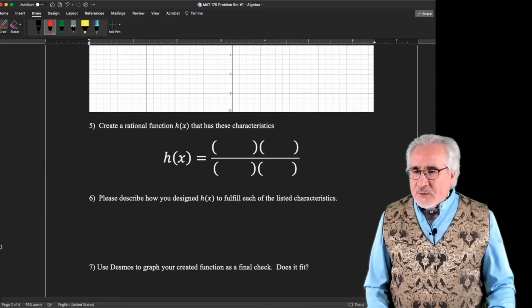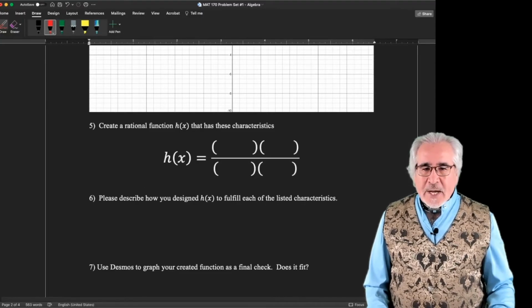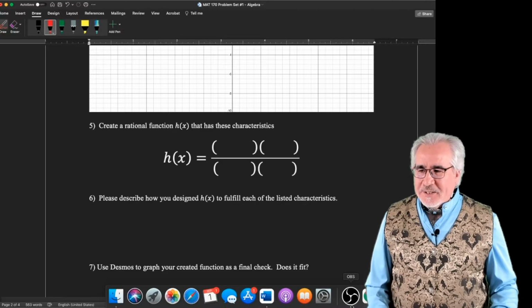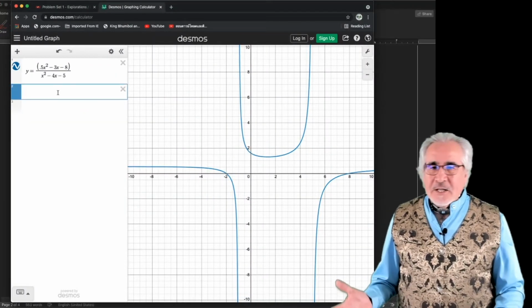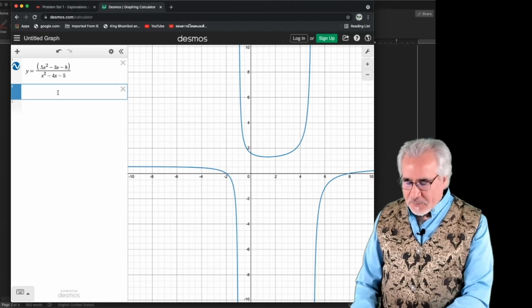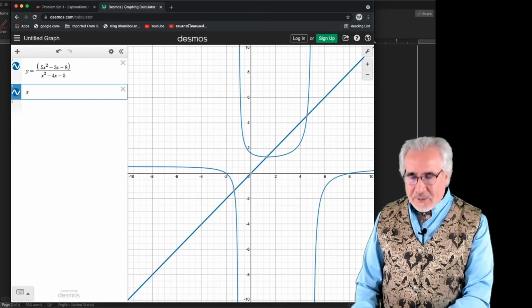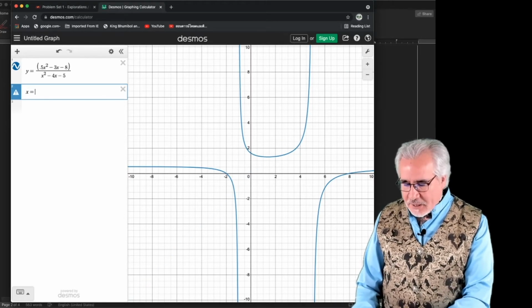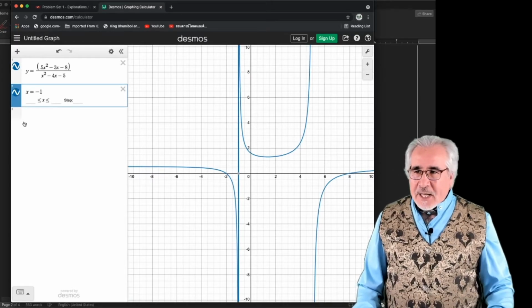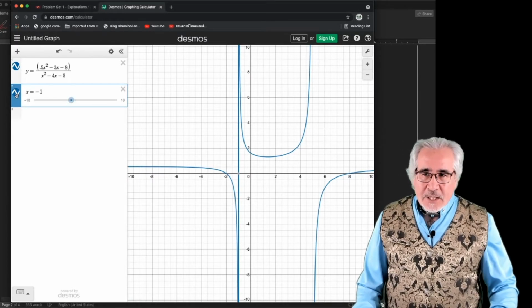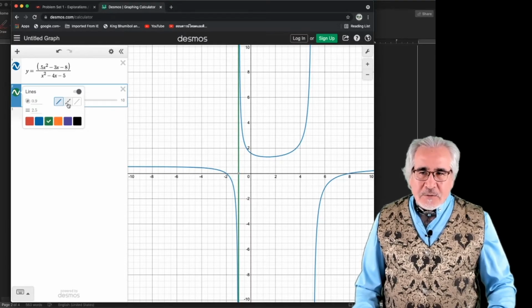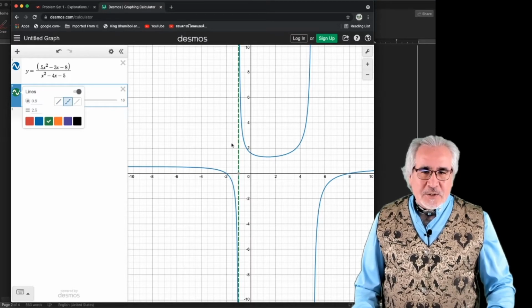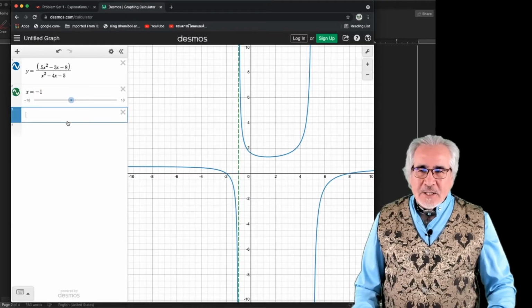And just to show you, Desmos can even graph, where am I? Here we are. We'll come back here. Desmos can actually graph vertical lines. So you can put in here x equals negative 1, like they ask. Then if you click and hold, you can change the color. Let's make it green so it's different. And you can make it dashed. So we start to see we can actually draw these in.